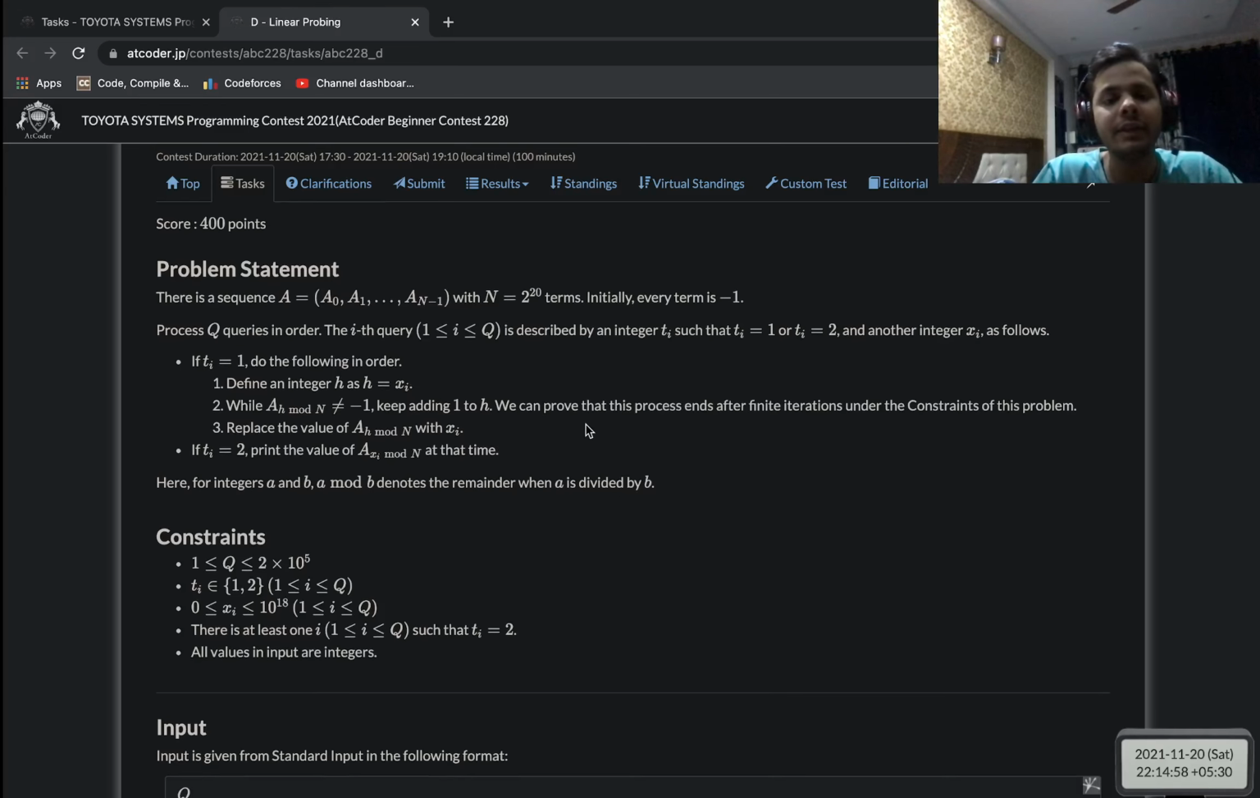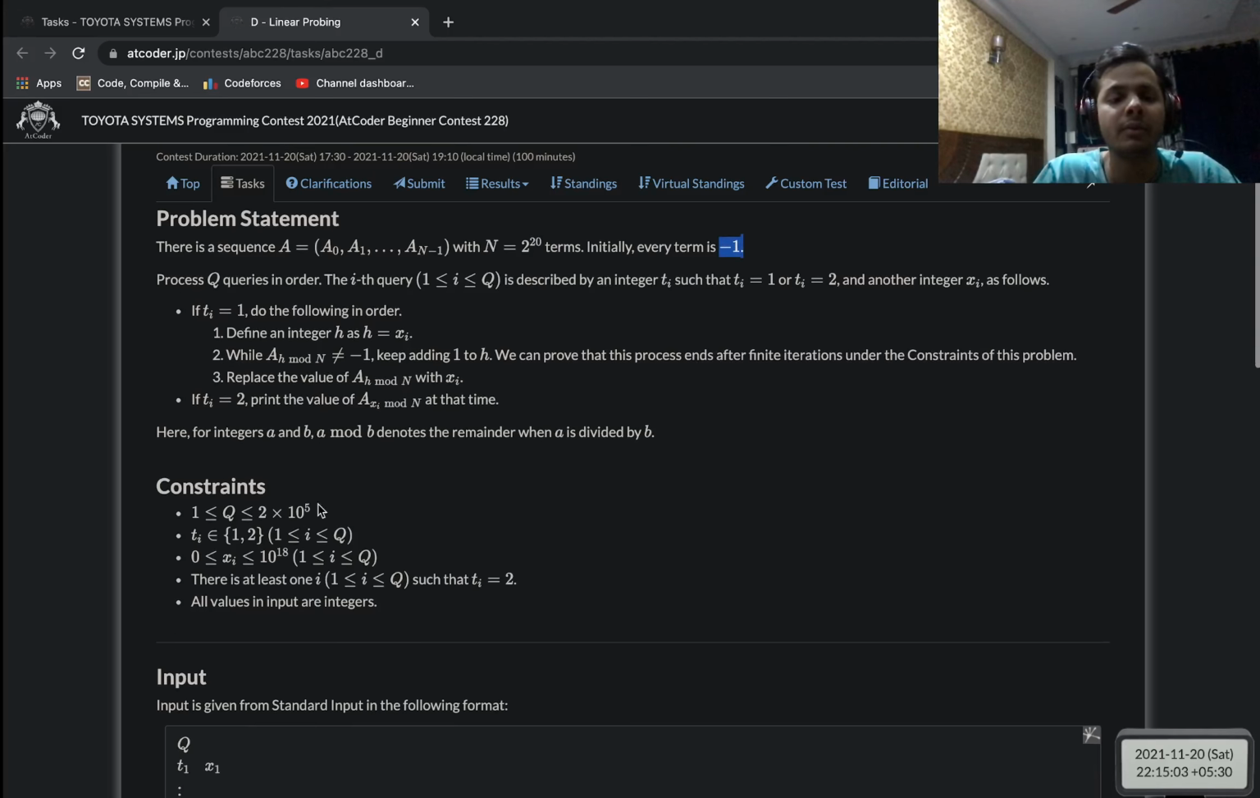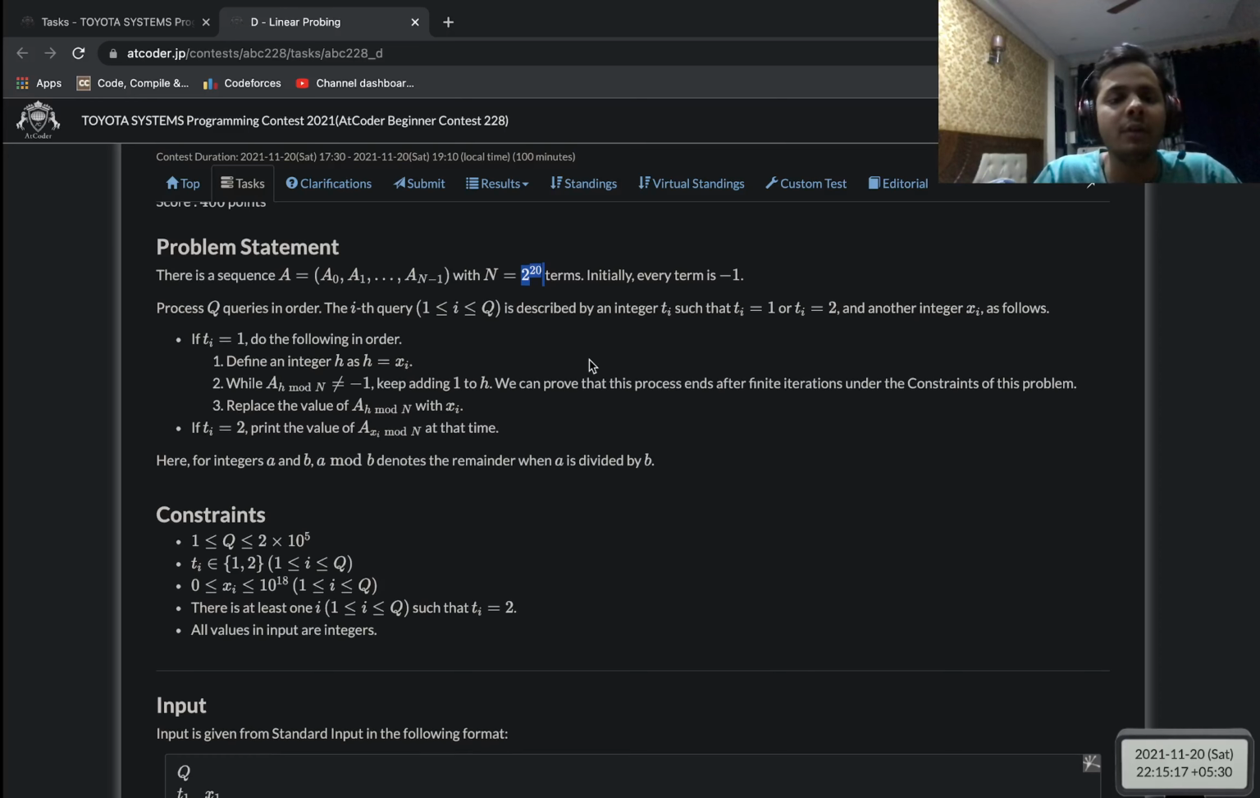You are guaranteed to find a minus 1, because to start with we have around 10 raised to the power 6 minus 1s, and the number of queries is just 2 into 10 raised to the power 5. So even if every query is of type 1, we will remove only 2 into 10 raised to the power 5 minus 1s, but we had around 10 raised to the power 6 to begin with. So we can be sure that we will always find a minus 1 if we move cyclically.